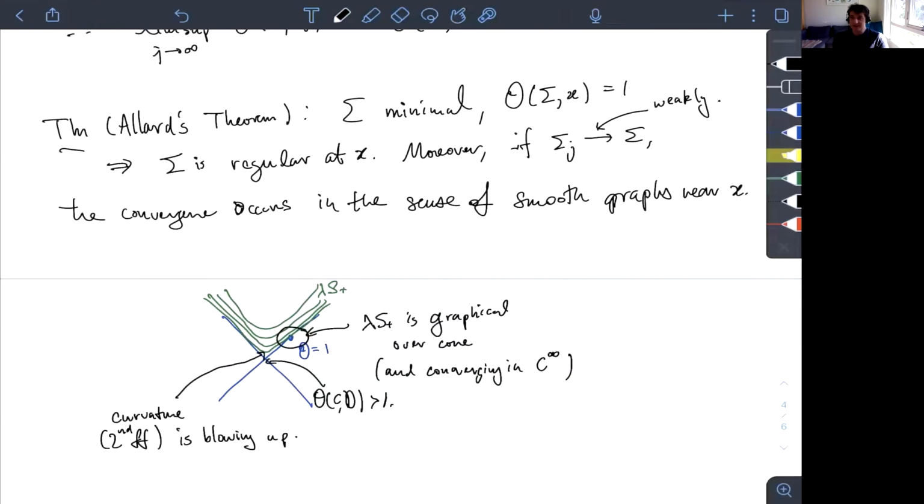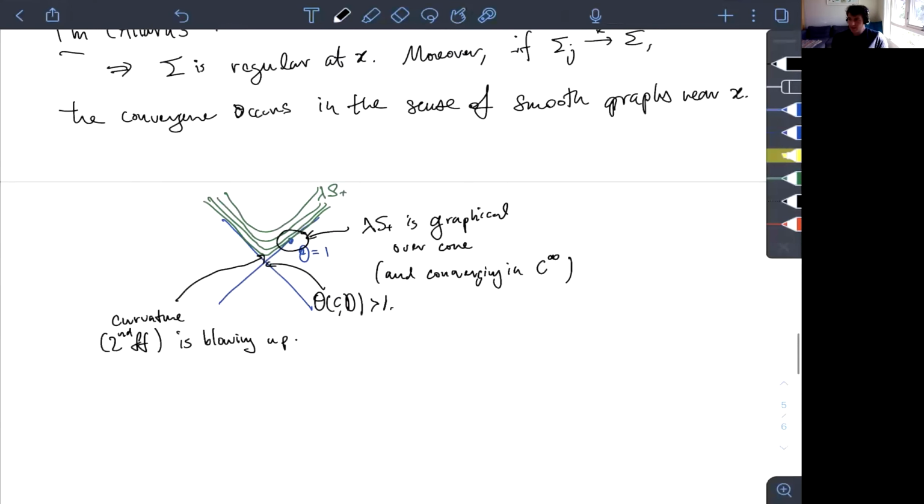It wasn't obvious until now. It's possible, though I said it out loud, that you had some cone with density less than 1, say, or equal to 1. But Allard's theorem tells you that because any non-flat cone is singular at the origin, it has to have density bigger than 1.